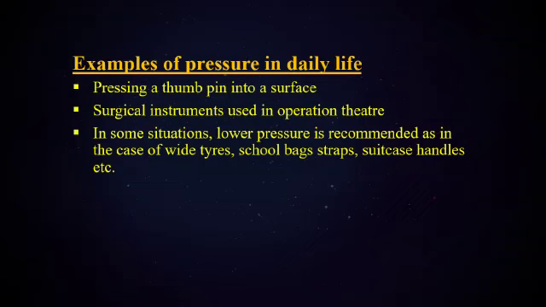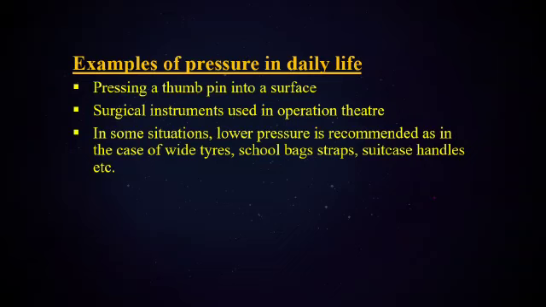Have you ever thought about why they have made it so sharply pointed? Because it has a very small contact area, and according to the equation P equals F over A, less contact area will give you more pressure. So that's why thumb pins can be used by applying a little force, but the pressure will be more due to less area. The next example is surgical instruments used in the operation theater.